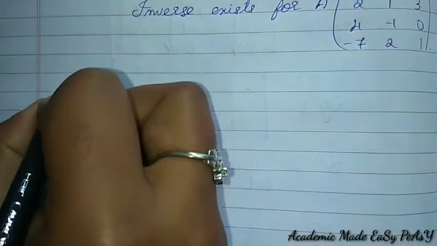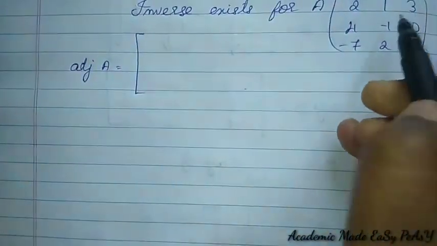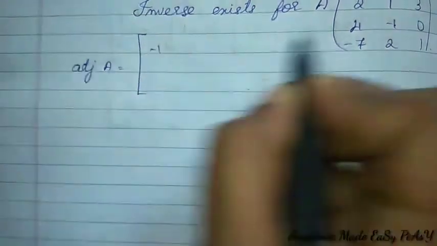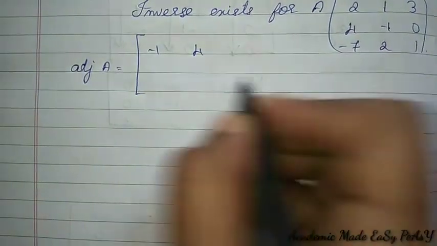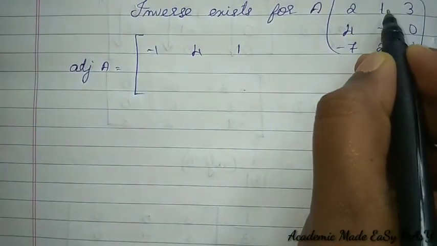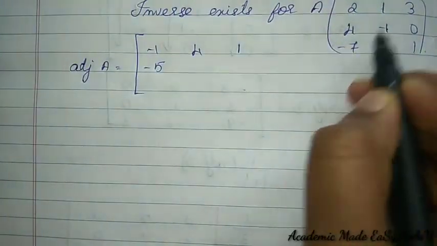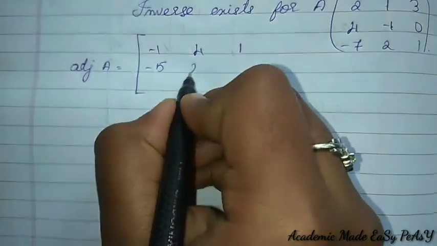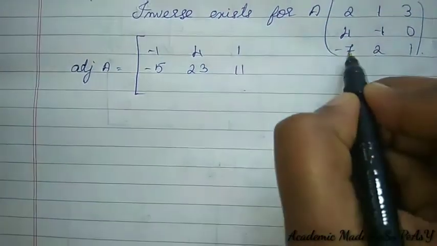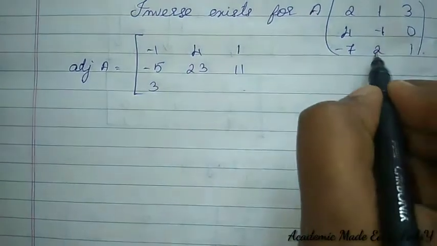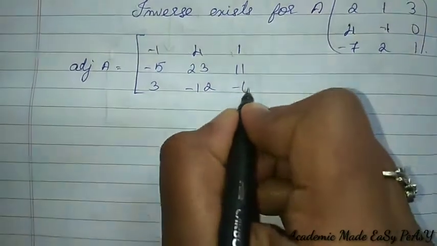So now I will be finding the adjoint of A. For the first element it is minus 1, for the second element 4, third element 8 minus 7 is 1. Here 1 minus 6 is minus 5, here 2 plus 21 is 23, 4 plus 7 is 11, 7, 3, minus 12, minus 2 minus 4 is minus 6.